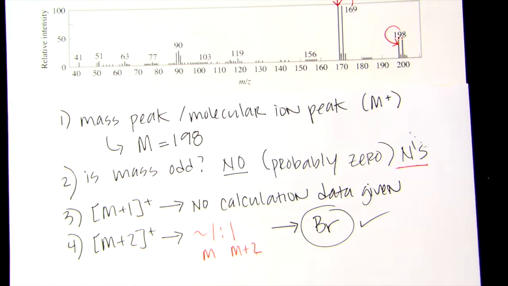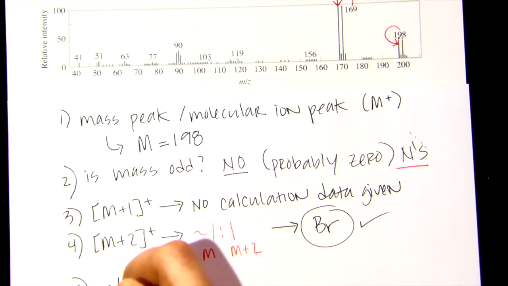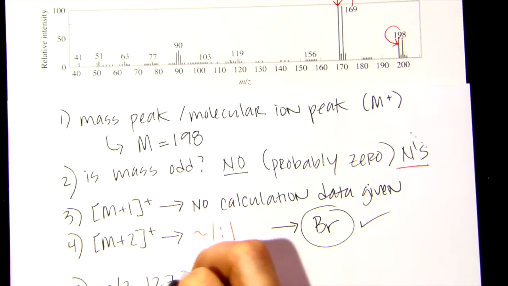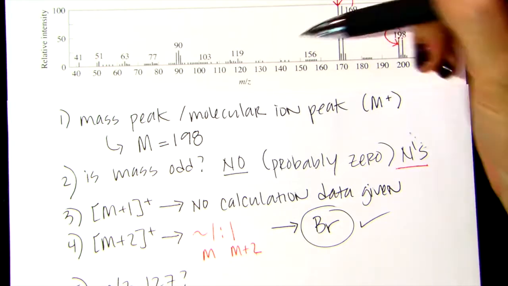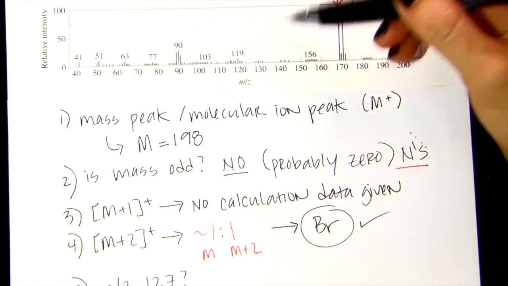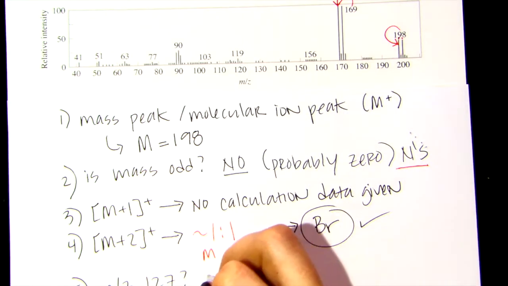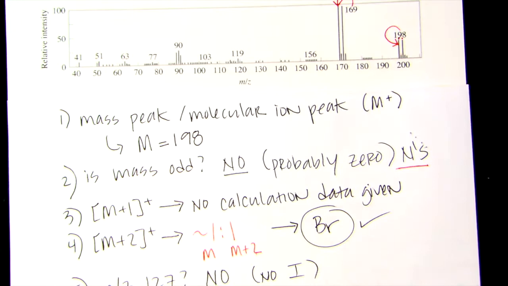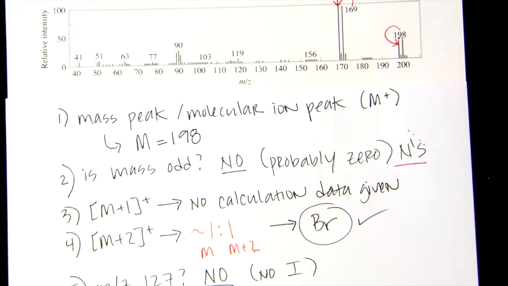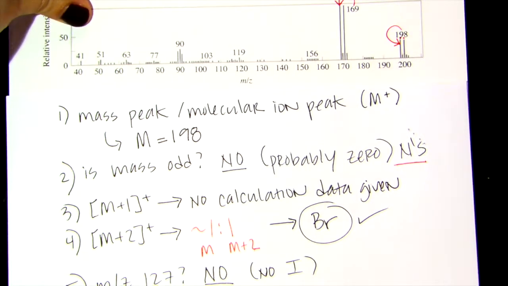All right, and then we can also look, do we have a peak at 127? No. I mean, there might be a little dinky one, but if you have iodine, it'll be a big major peak. You'll see it. And so the answer is no. So that means no iodine. Okay, so we analyzed all the information here.